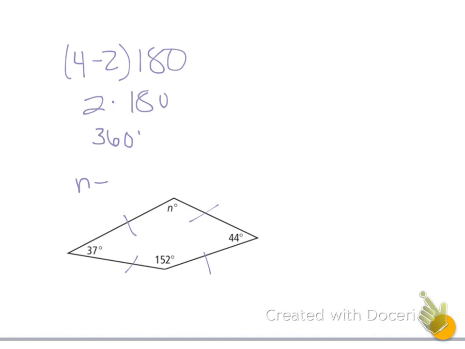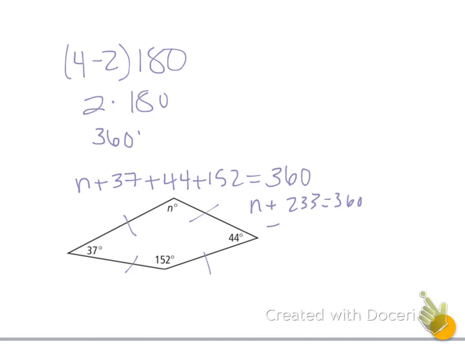So if I add all my angles, it should equal that total of 360. So 37 plus 44 plus 152 gets me 233. And then we subtract 233 from both sides to figure out what I want left. So that last angle there is 127 degrees.